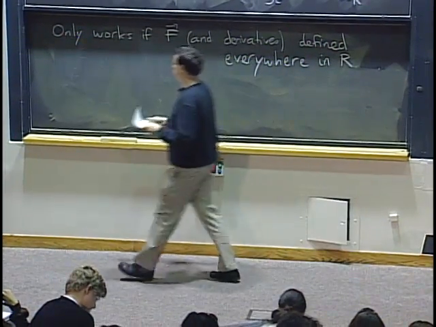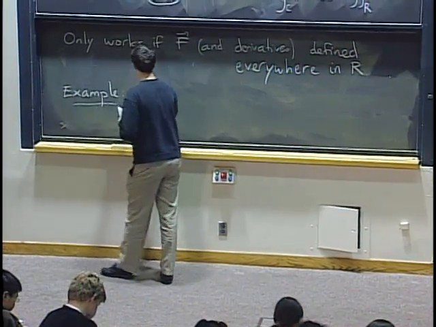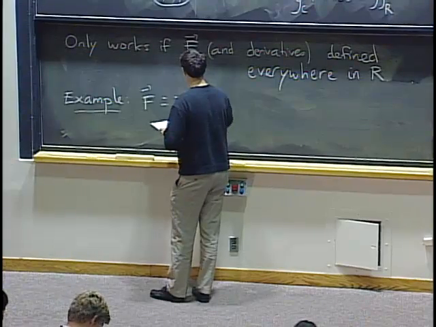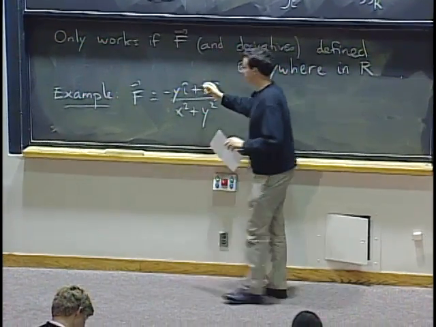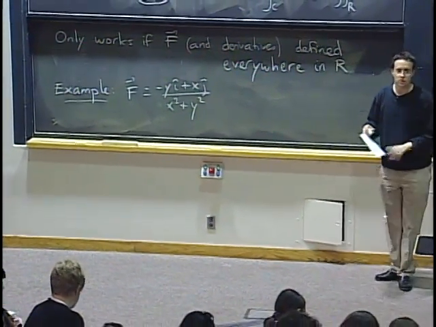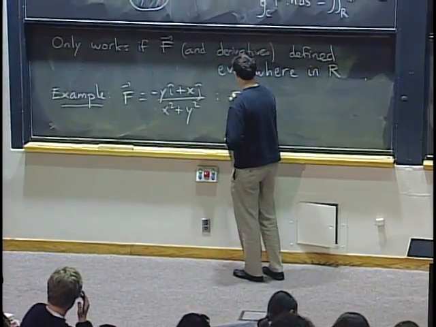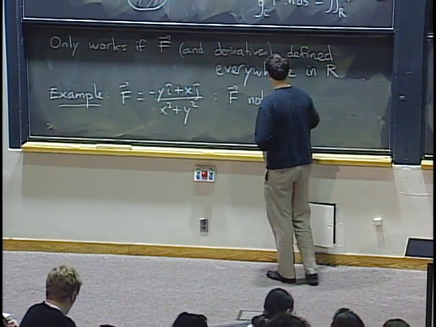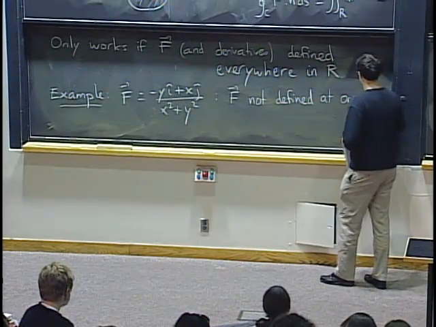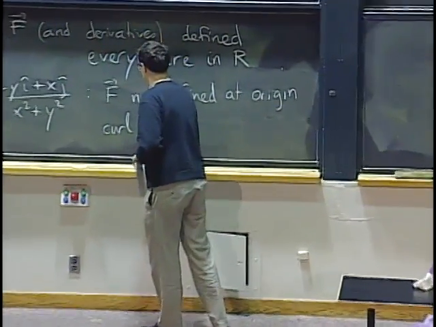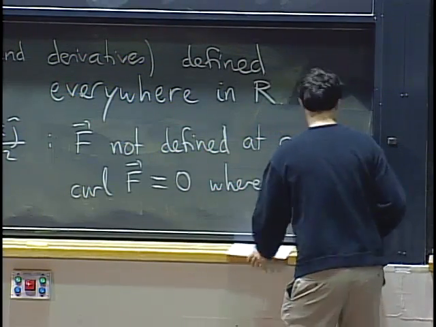So we've seen, for example, that if I gave you the vector field (−y i + x j) over (x squared plus y squared), the same vector field that was on that problem set a couple of weeks ago, then well, F is not defined at the origin, but it's defined everywhere else. And wherever it's defined, its curl is 0.